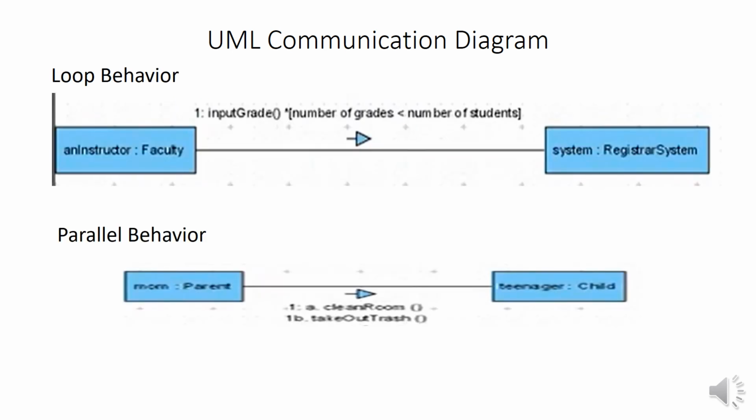If you want to represent loop behavior in the communication diagram, previously in the sequence diagram, how did we represent a loop condition? Can you remember? Yes, with the help of a loop combined fragment. But in the communication diagram, it's very easy to represent the loop behavior.